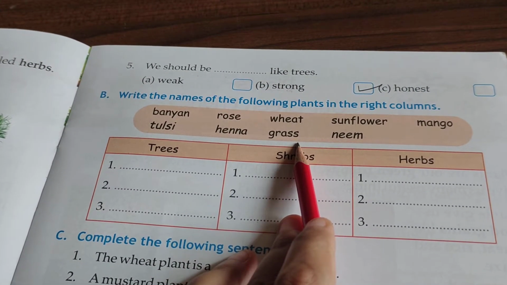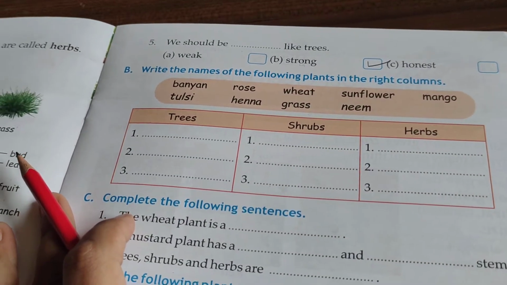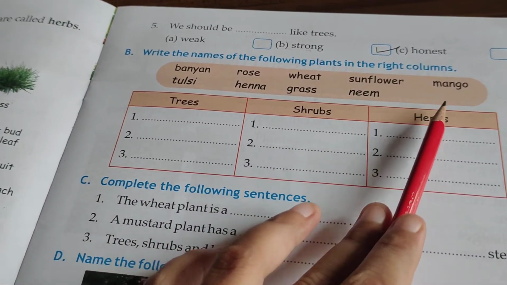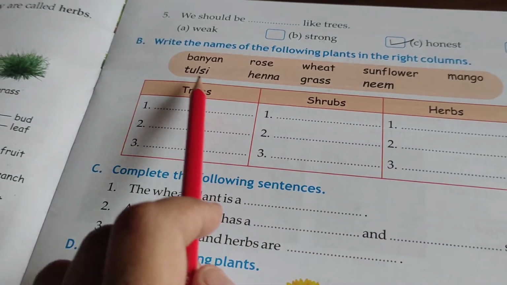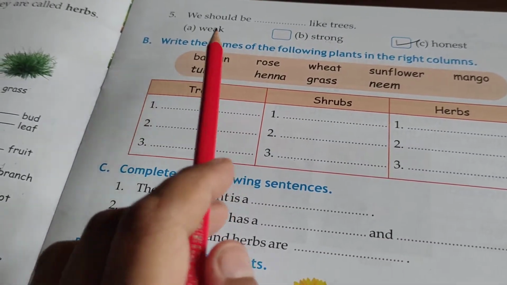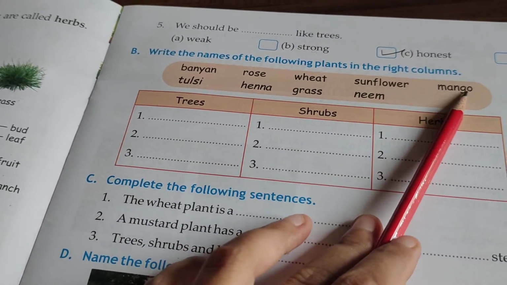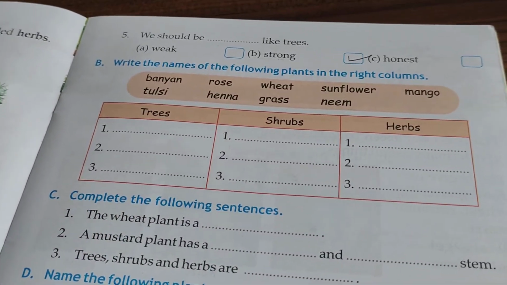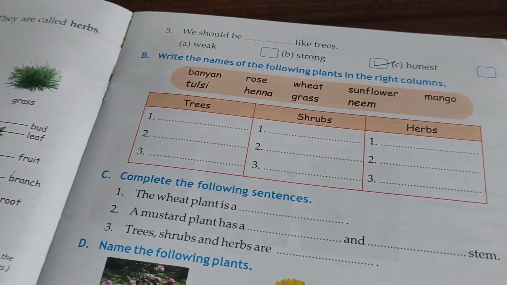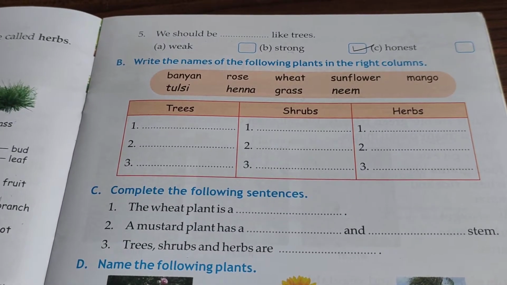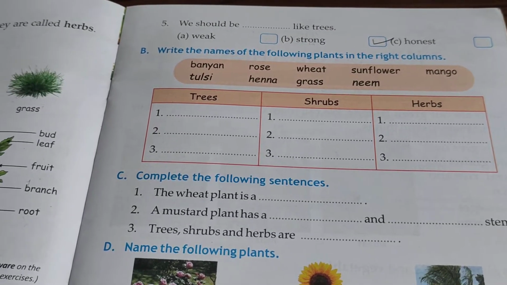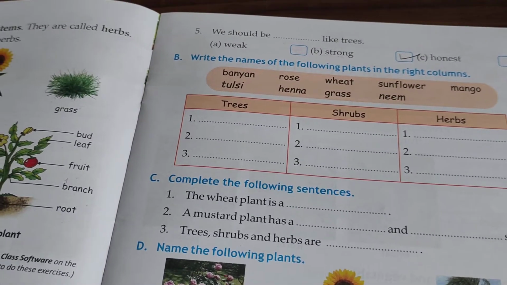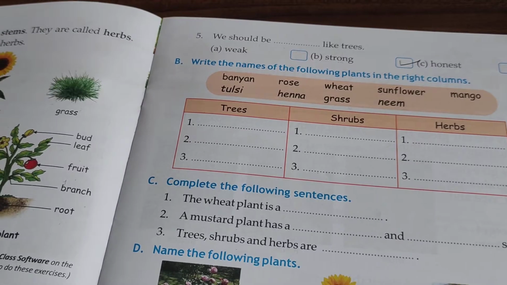I hope you all have understood the first exercise. Now moving towards the second exercise. Part B. Write the names of the following plants in their right columns. Okay. Now in this help box there are some words given. I think there are 9 words given. 1, 2, 3, 4, 5, 6, 7, 8, 9. 9 words given, and these words are the names of plants. ये plants के names हैं, but they all are mixed. Some are trees, some are shrubs, and some are herbs. So you have to read one by one the name of the plants, and then you have to put them according to their names in the correct columns.